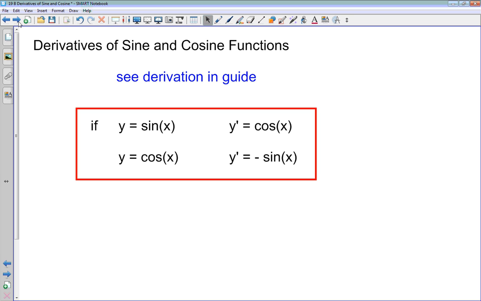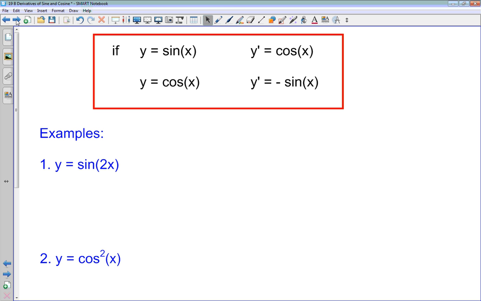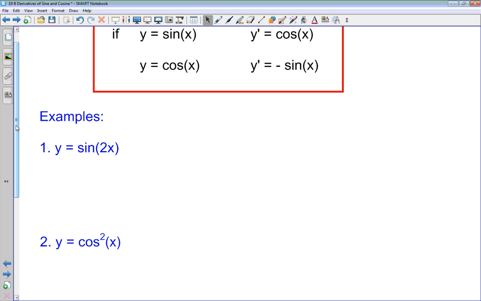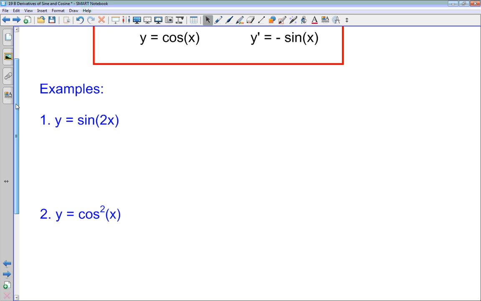If you have the function y equals sine x, the derivative, y primed, is the cos x function. And if you start with a cos x function, the derivative is negative sine x. Okay? So those are the two derivative rules that we're going to be using in this lesson. And there they are at the top again. Most of the time, you're going to have to combine these two derivative rules with the derivative rules that you've already learned up to this point in the course. So let's just do a quick example here.